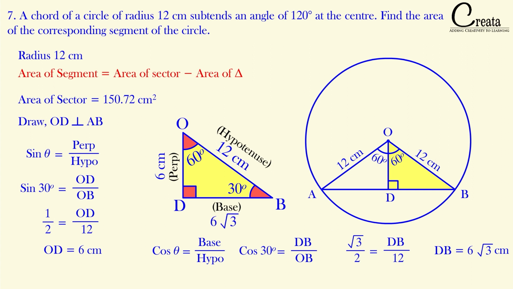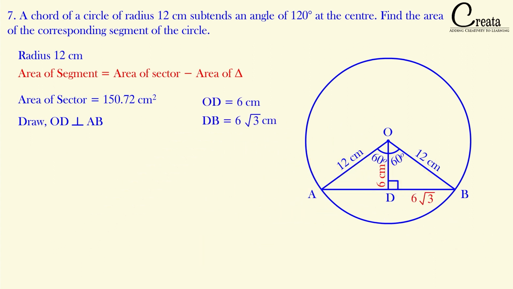So for this triangle, we got OD as 6 centimeter and DB as 6 root 3. Further, we have seen that OD is the perpendicular bisector of AB.